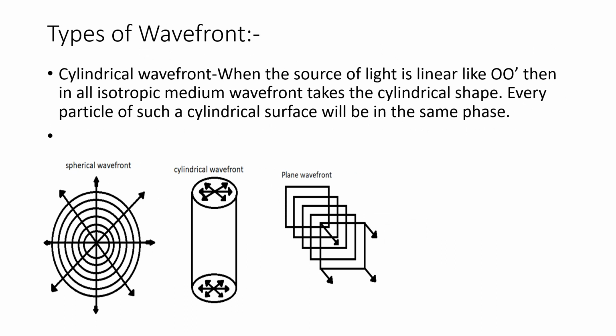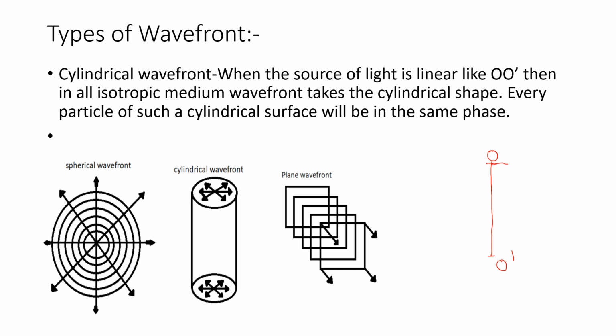What will happen when the source of light is not a point source but a linear source? This is the source of light, say O dash. This is not a point source now, as we have seen in the earlier case. This is a linear source. So how will the wavefront be developed by this linear source?